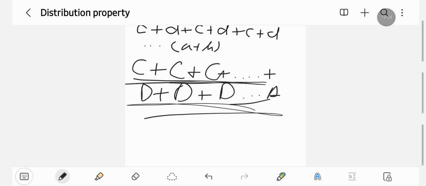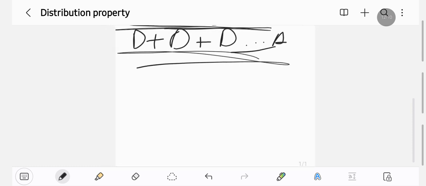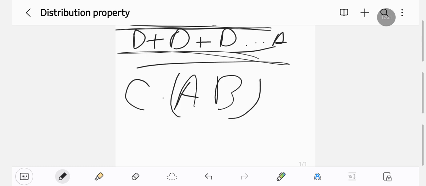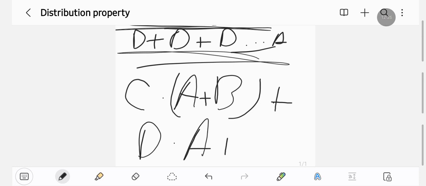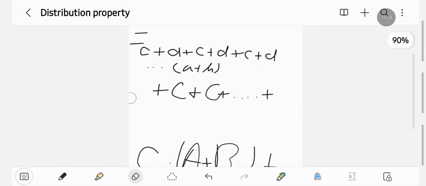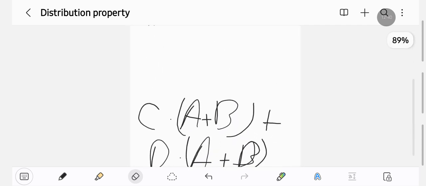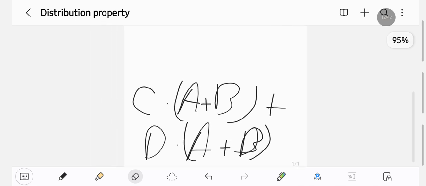But here a plus b is saying that c should be added. Now we know order doesn't matter in multiplication, so what we do, we change the structure a little bit. Now we write c times a plus b plus d times a plus b. Now look, a plus b is in the front. Now you have c times a plus b and d times a plus b.